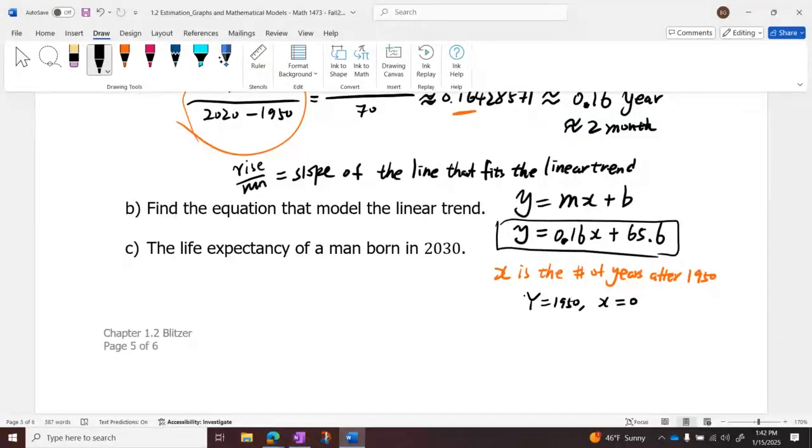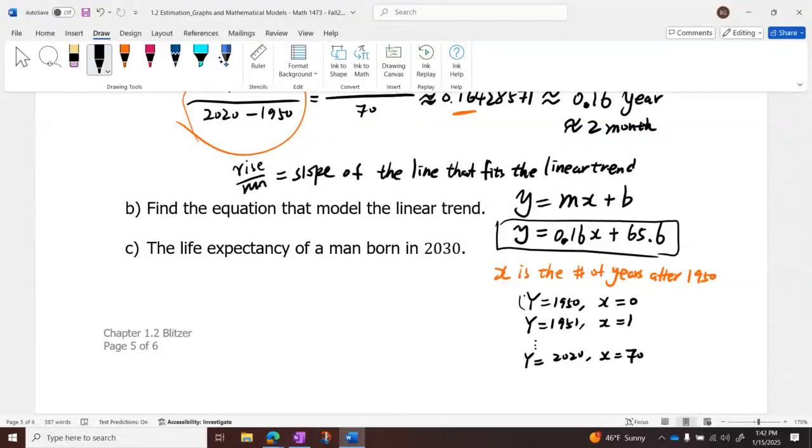And when the year is 1951, x equals 1, right? And so on. And when Y equals, let's say, 2020, x should be equal to 70, right? That is 70 years after 1950. So understand the connection between x and Y.